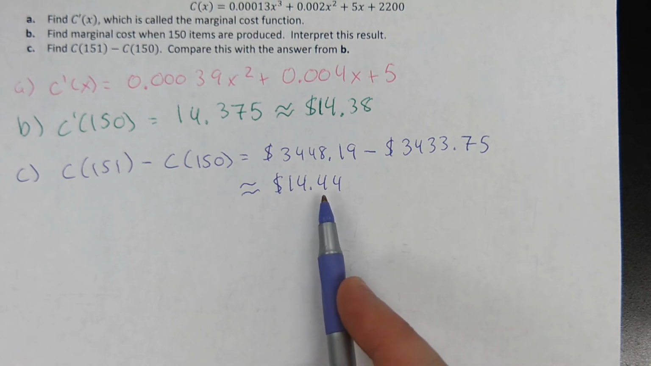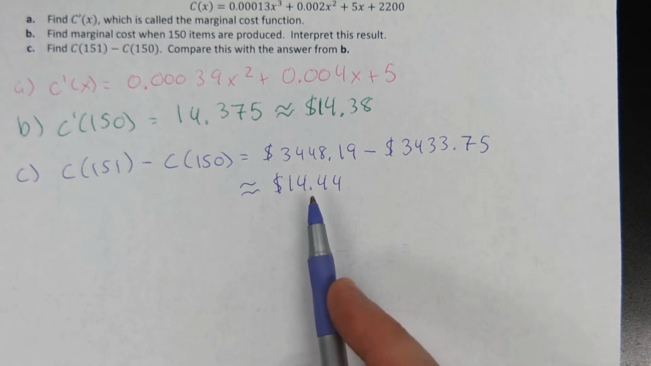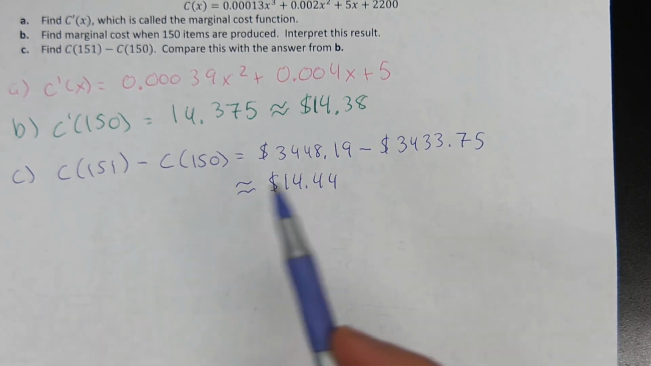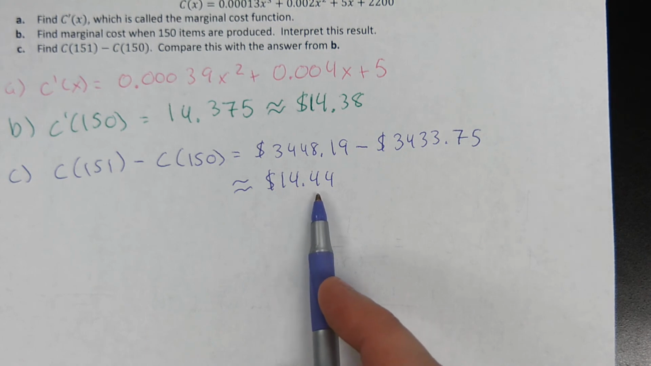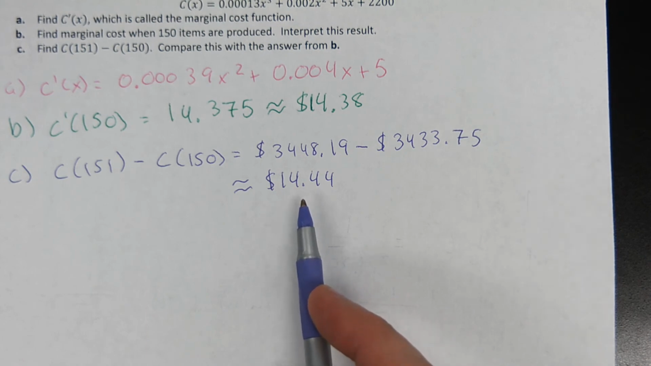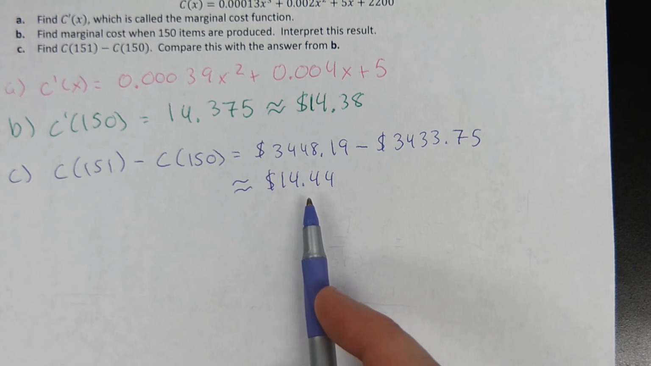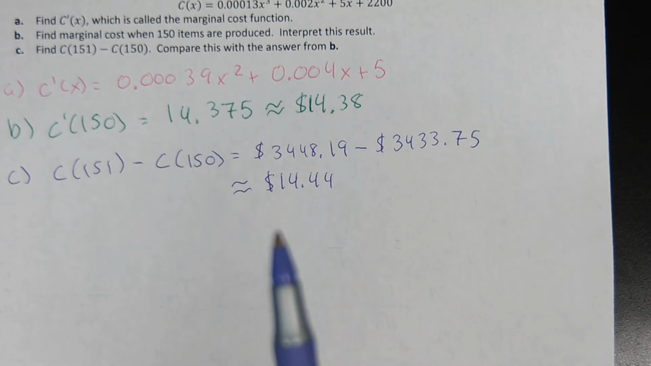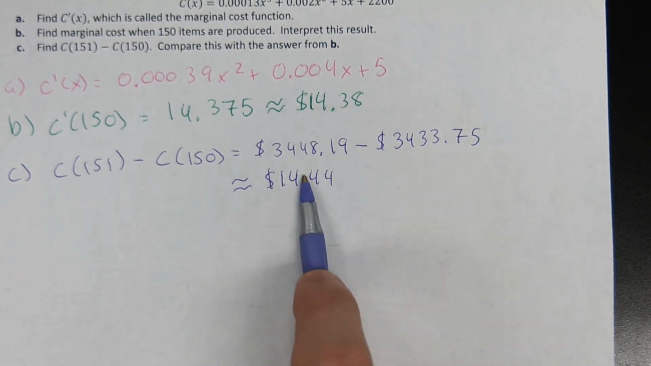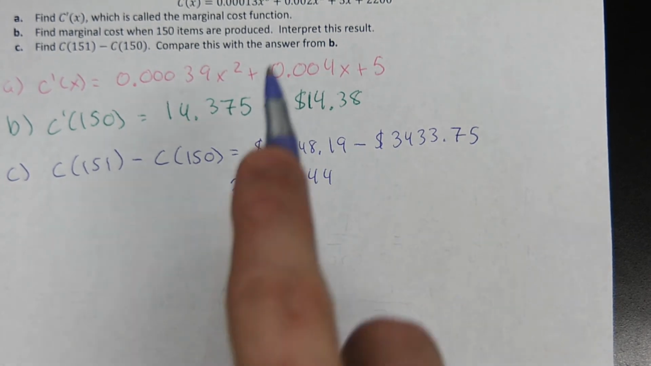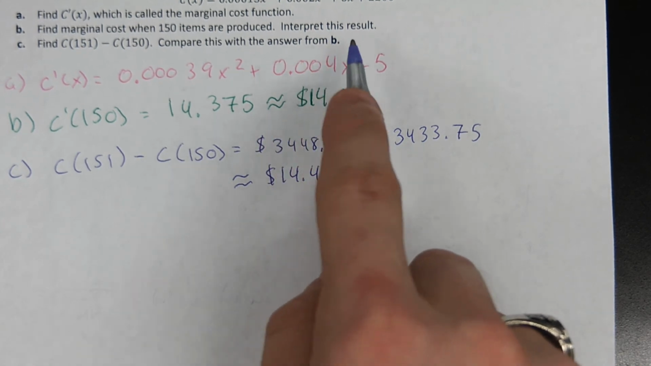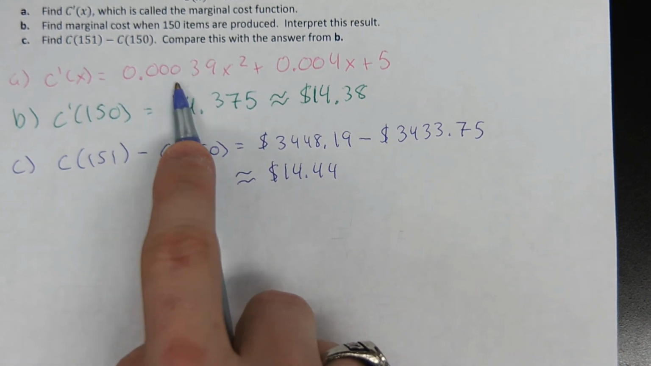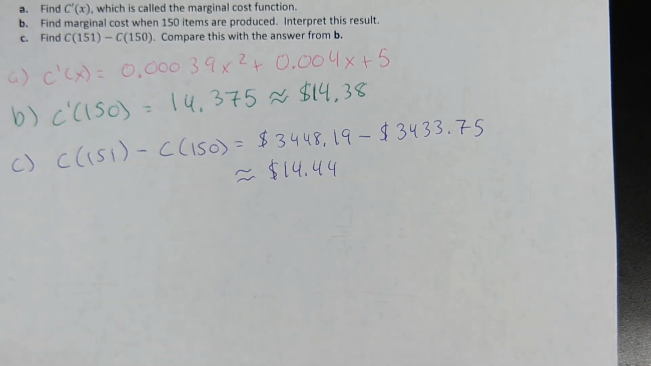You can't produce 150 and a half items. That doesn't work. So you can only produce 150 or 151. This actual slope between them is 1444, so it actually costs a little bit more to produce that 151st item than our first derivative predicted. However, because they were so similar, what you get to say is that this is, they say it's a good predictor of making the 151st item, is all it is.